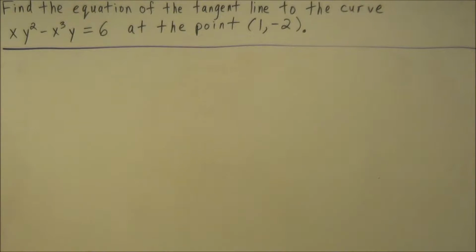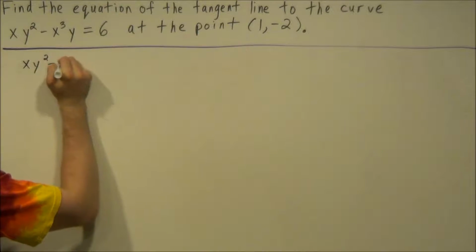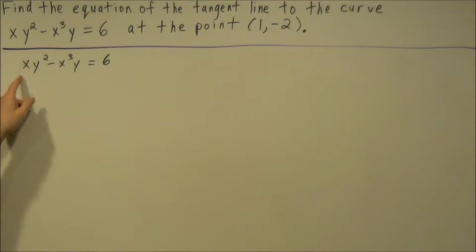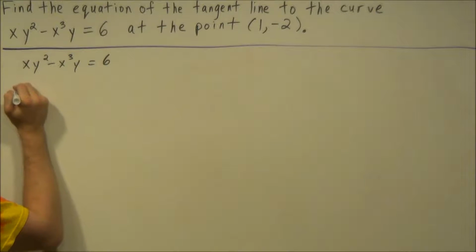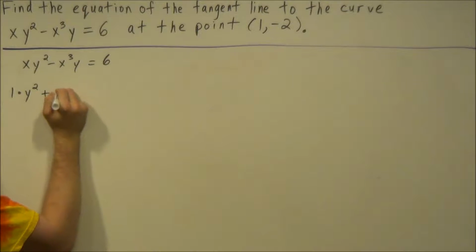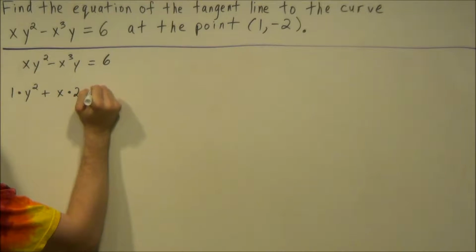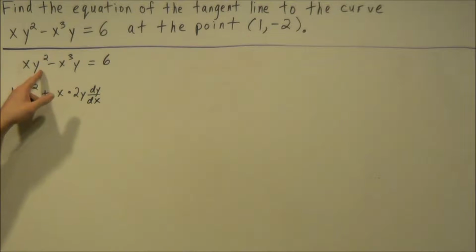We start by taking the derivative with respect to x of both sides of our equation. On the left-hand side, we're going to have to use the product rule twice. We start by applying the product rule to this first term. We take the derivative of x, which is 1, times y squared, plus x times the derivative of y squared, which is 2y dy/dx. It's important that we remember to tack on this dy/dx anytime we take the derivative of a y term.